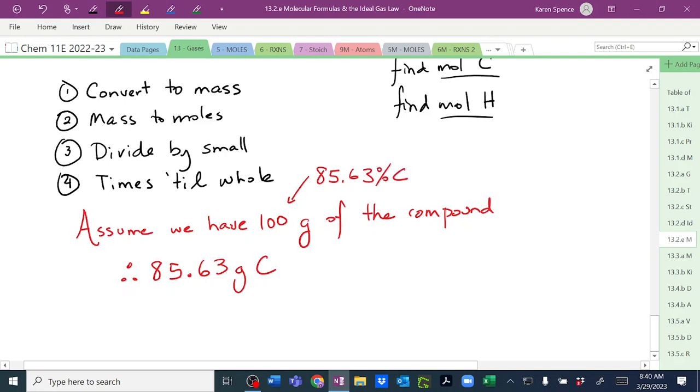Could you figure out the grams of hydrogen, our other element in the compound?